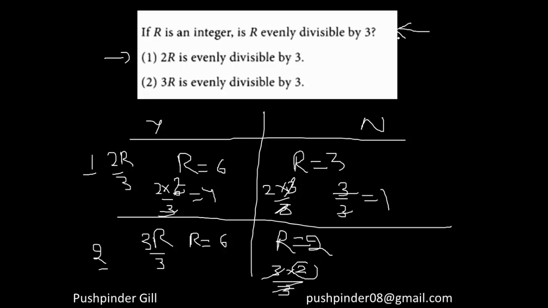Now if you go back to the statement and check, r is not even divisible by 3, leave alone when it will be evenly divisible by 3. So that means I have a yes and I have a no. So the statement is also insufficient.